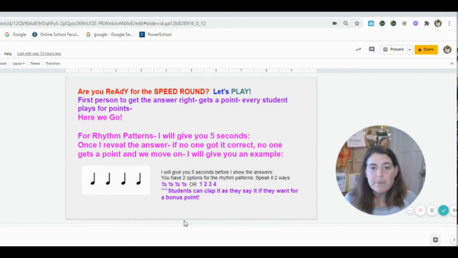All right. For rhythm patterns, you have 5 seconds. I will actually count to 5. Once I reveal the answer, if no one got it correct, no one gets a point. And then I will move on.